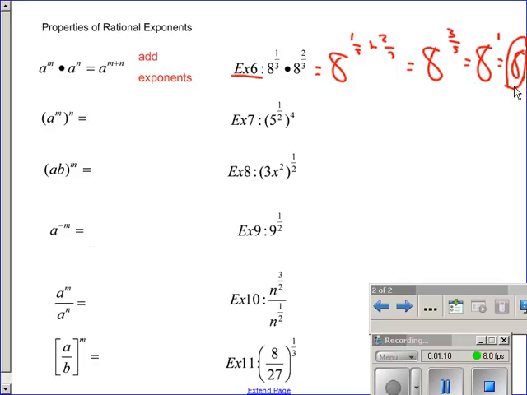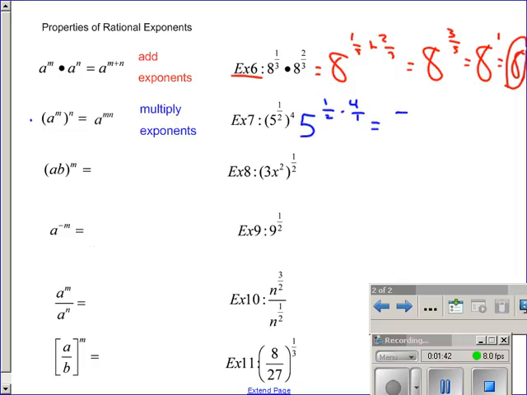If we get it in this form, where we have a raised to a power m, and then it's inside parentheses raised to a power n, we're just going to multiply those exponents. So it'll look like a to the mn. So in example 7, we got to write it out. So that would be 5 to the 1/2 power times, and then we're going to do 4, but we're going to put it over 1 so we remember what to do with our fractions.